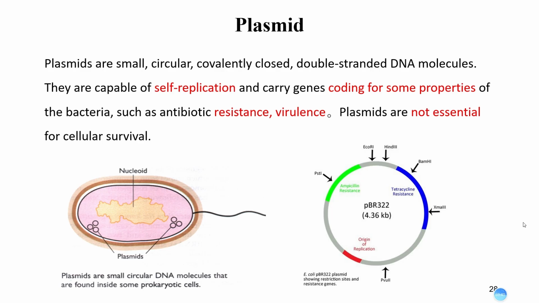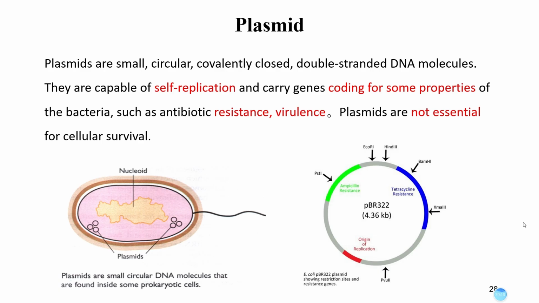And the plasmid, usually they carry some specific gene to give the bacteria some properties, such as antibiotic resistance, or in some pathogens, they carry the virulence gene, so that the bacteria carrying the plasmid can cause disease. Without the plasmid, they don't cause disease, because the virulence gene is on the plasmid.